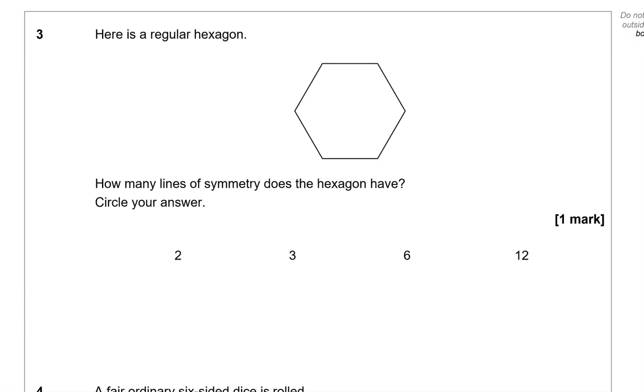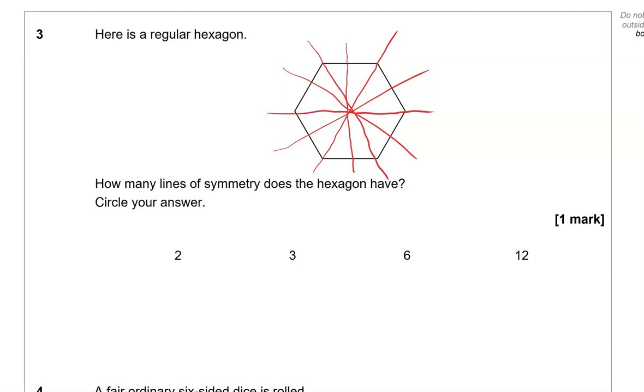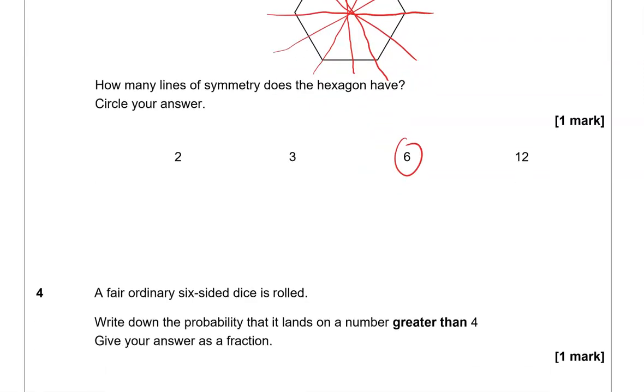Here is a regular hexagon. How many lines of symmetry does the hexagon have? So you might know this by heart because the number of sides tells us something. So there we have 3 and there we have another 3, so it's 6 of them. So 6 sides, because it's a regular shape, that is 6 lines of symmetry as well.